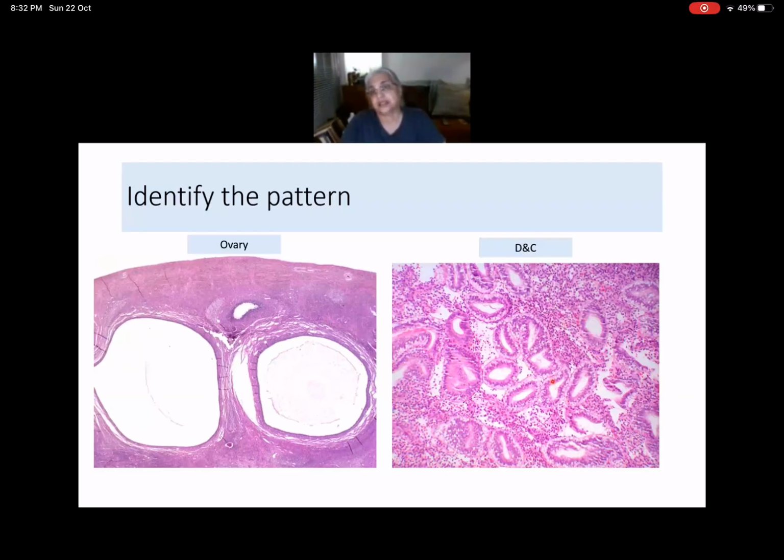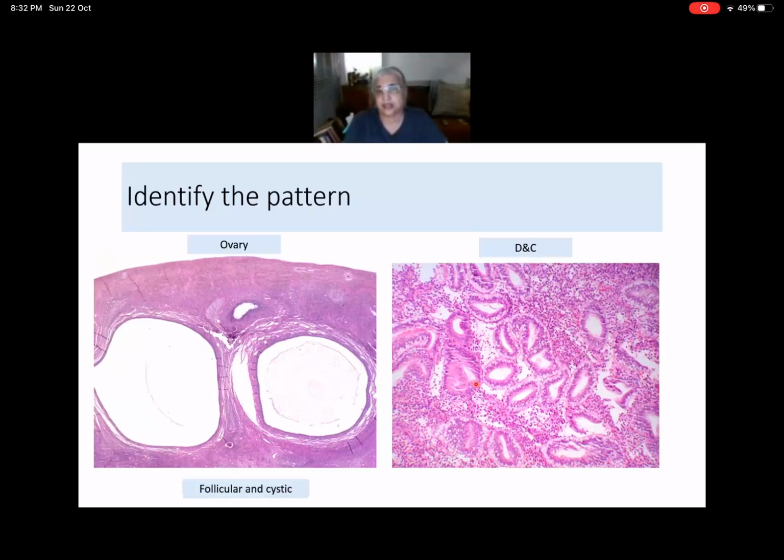What would you call this pattern? So there's a follicle. Yes, it's a follicle. It's a cystic follicle. It's spherical. It's there in the ovary. If you didn't know it was in the ovary, maybe you would just call it a cyst. And this is the D&C of the same patient.